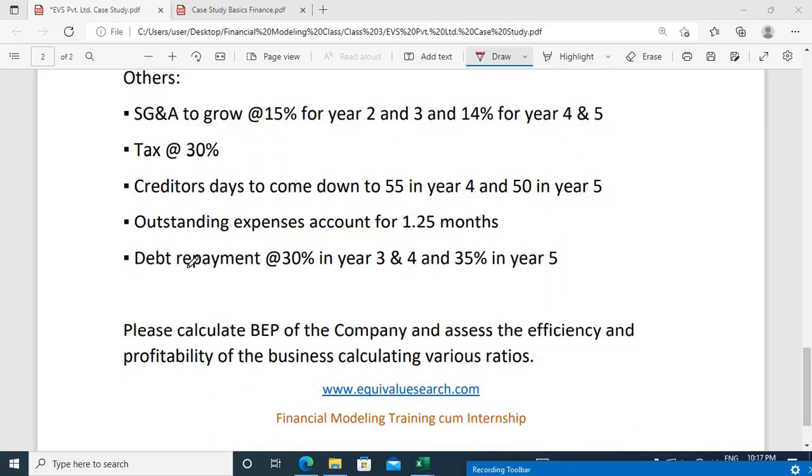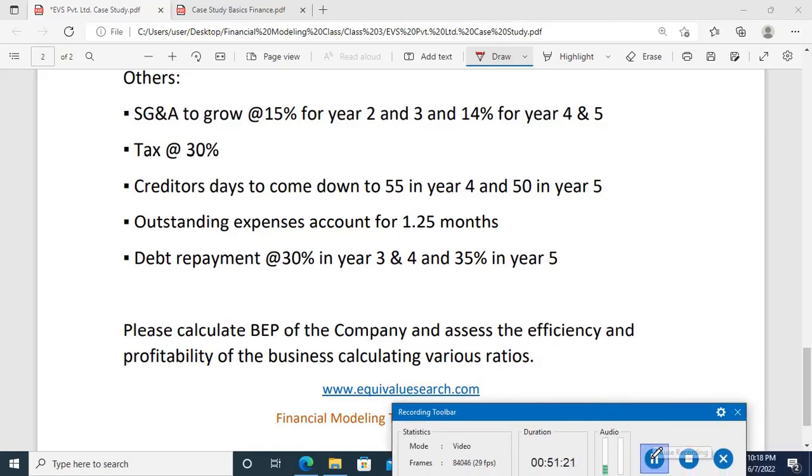So you have to read this line very carefully. Debt repayment at 30% in year 3 and 4 and 35% in year 5. So this is the condition given here. So first year there is no repayment, second year there is a repayment, third year and fourth year and fifth year the repayments are given here, right everyone? So we can get those things here.